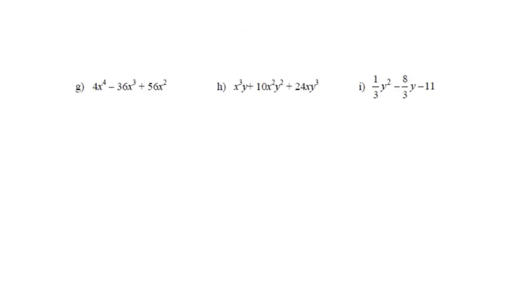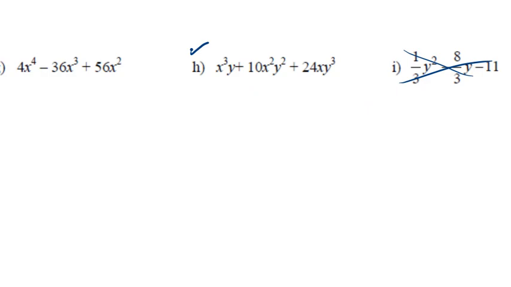I'm going to do one more example here. Let's do H. I'm not going to task you with the fractions. Let's just do H, and we'll call it a day on the notes. First of all, I look for a GCF, and I know all three have one factor of x and one factor of y in common. So we divide them all by xy.